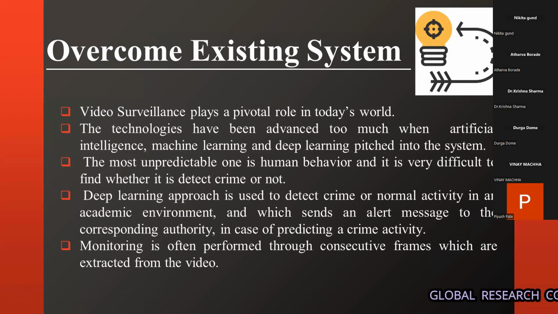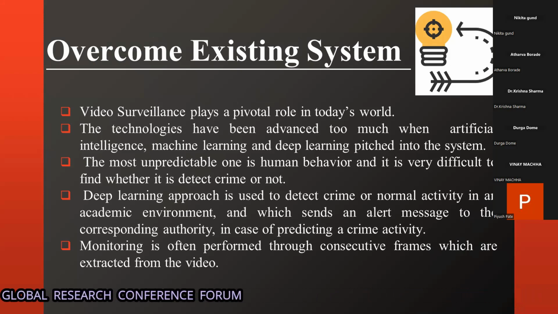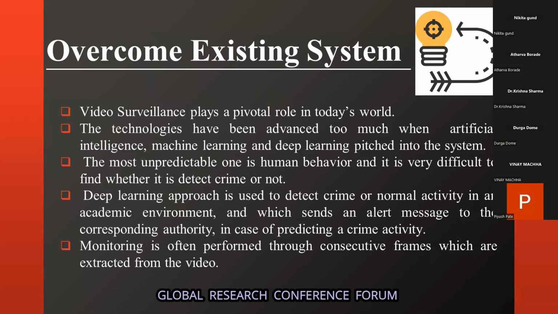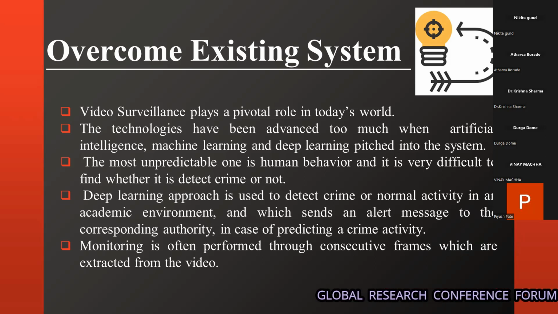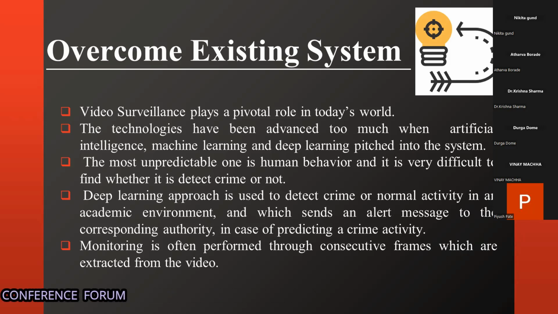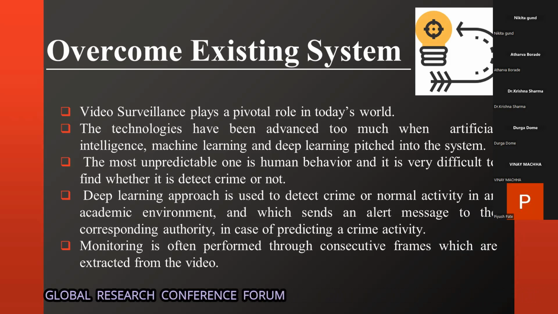We are going to use a GPU, a graphical processing system, in which we are going to increase the size of the graphics, and by which we are going to get a clear image of the spot. A deep learning approach is used to detect crime or normal activity in an academic environment, and it sends an alert message to the corresponding authority in case of predicting a crime activity. Here our basic aim is to capture the footage, find if any crime is happening or not, and after that an alert message and a buzzer alarm are set off at that time only.